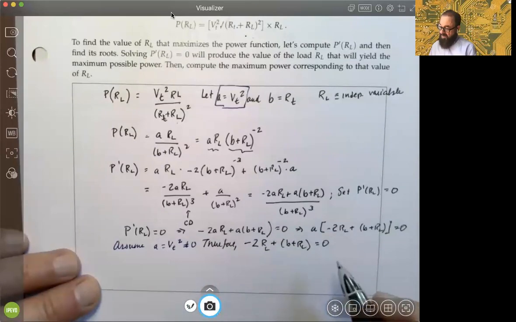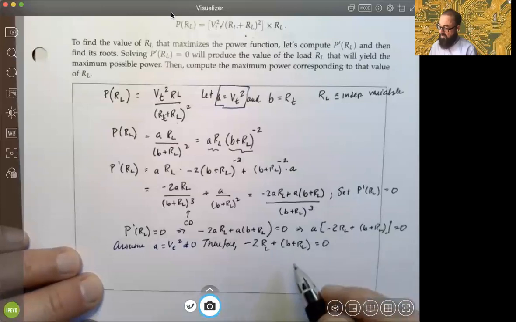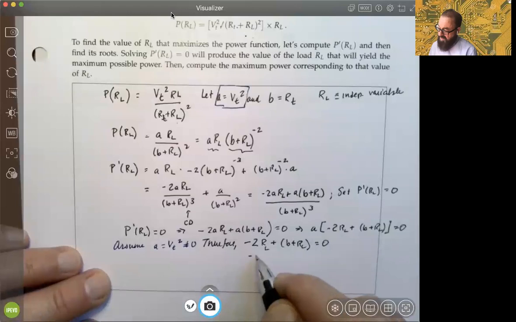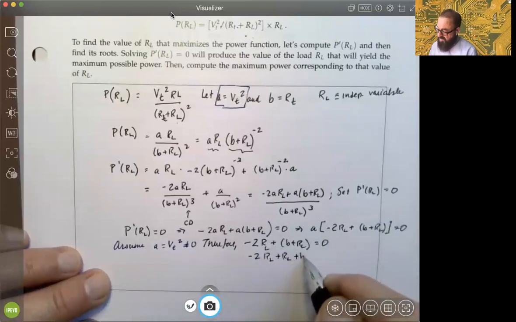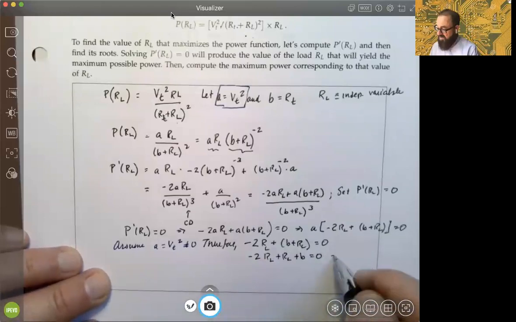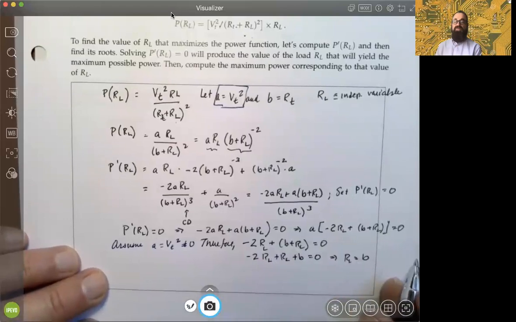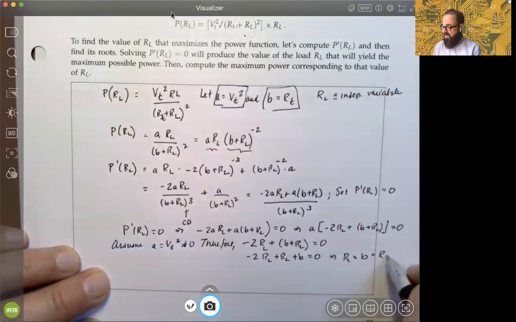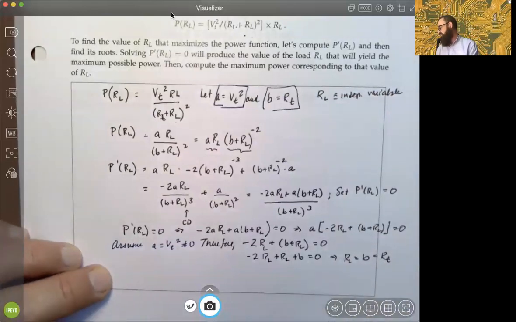All right, so if we collect some terms here, what that says is that you've got a minus 2 times R sub L plus R sub L plus B equals 0. Well, that's a negative 2 R_L, and that's a positive 1, so you're going to get negative R_L. Pull it over the other side. That tells us that R sub L has to be equal to B. But what is B? Oh, yeah. B is the Thevenin resistance, okay?